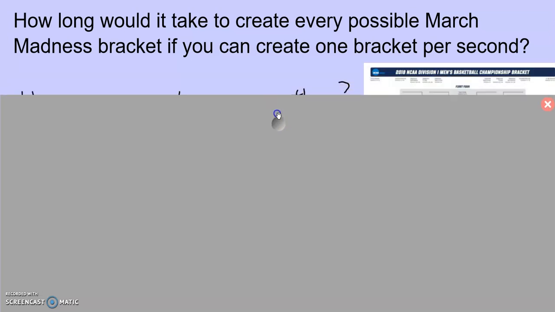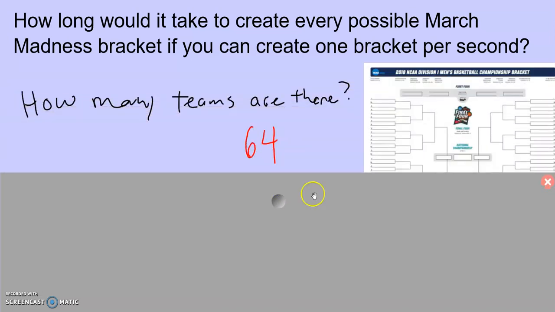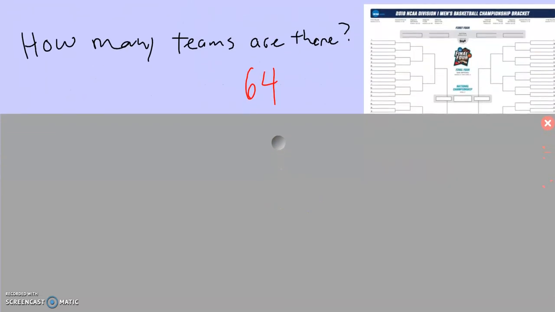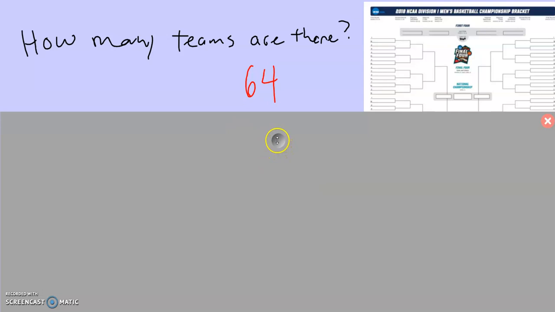First question I'm going to ask is, how many teams are there in the bracket? If you know anything about the March Madness bracket, they always start with 64 teams. I'm not counting the play-in games. I'm just counting when we get to the 64 teams.